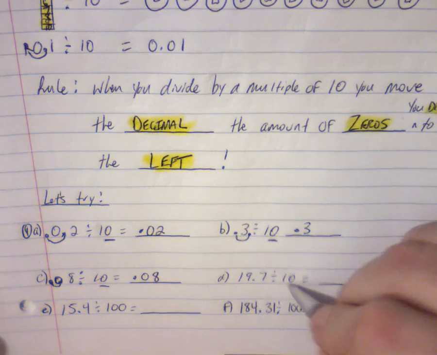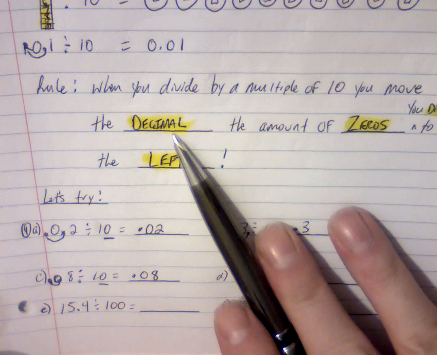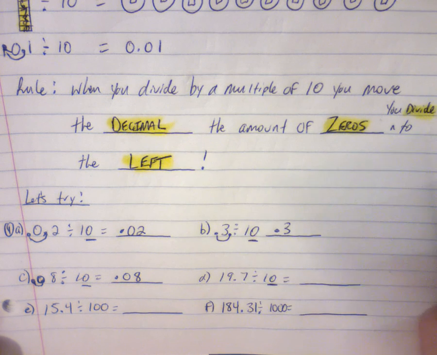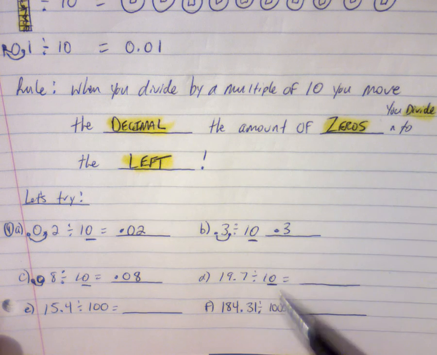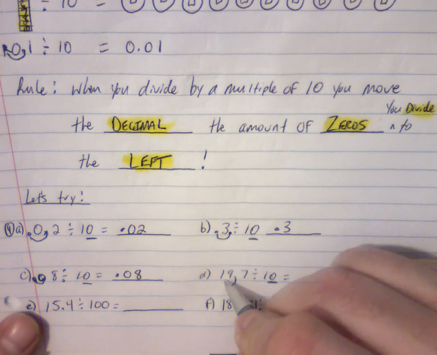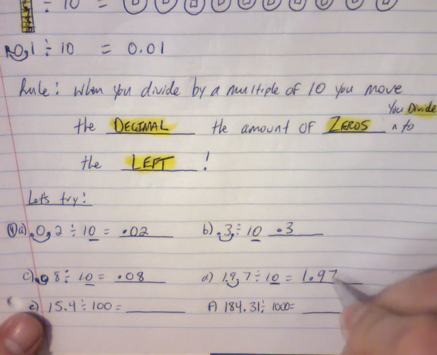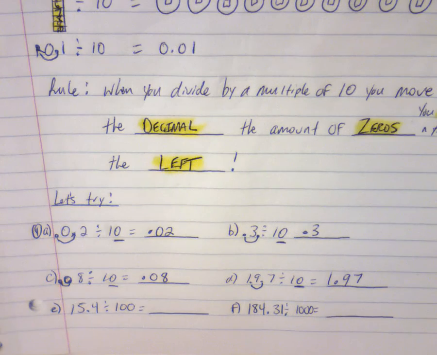Again, I have 10. What's my rule say? Multiple of 10. You move the decimal, the amount of zeros you divide by, to the left. I'm dividing by 10. I move my decimal 1 spot to the left. I end up with 1.97.